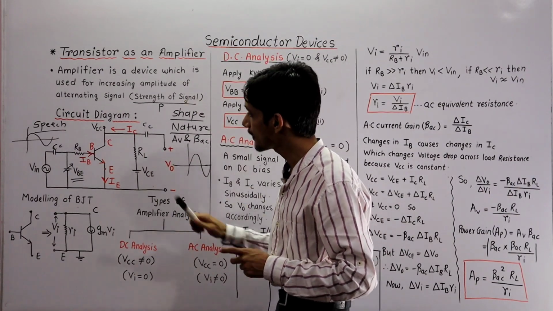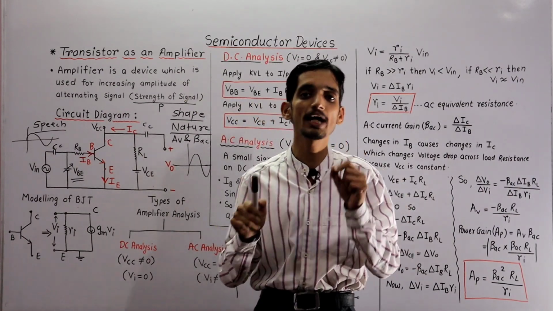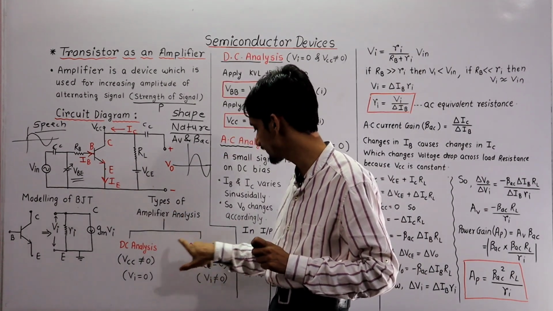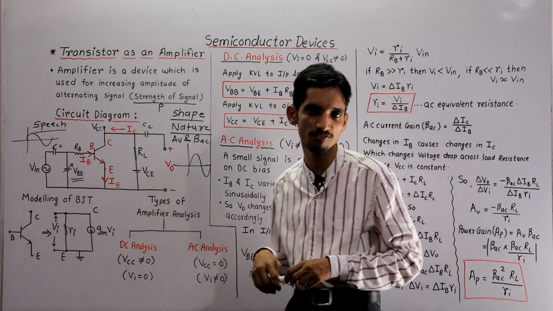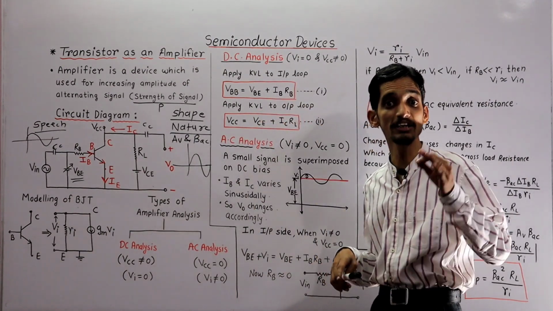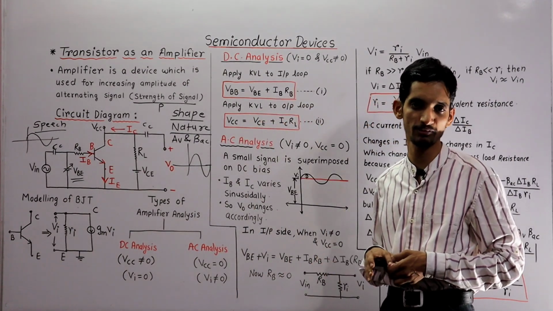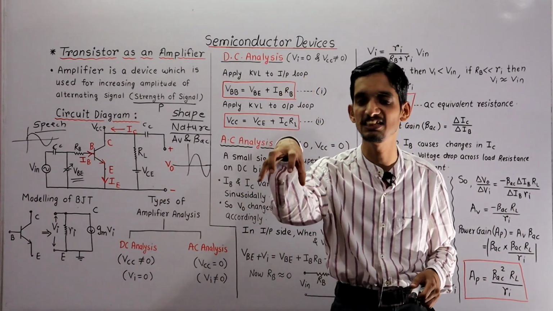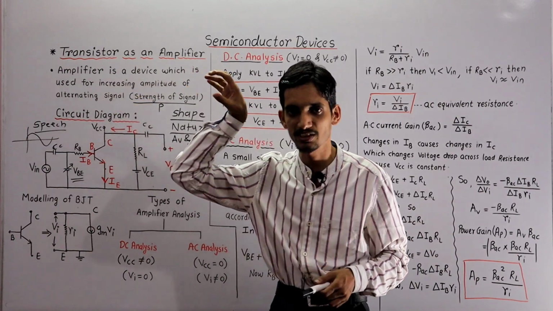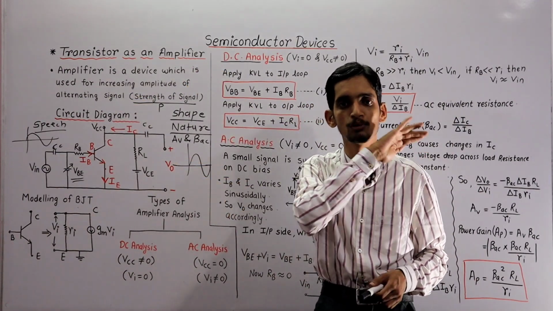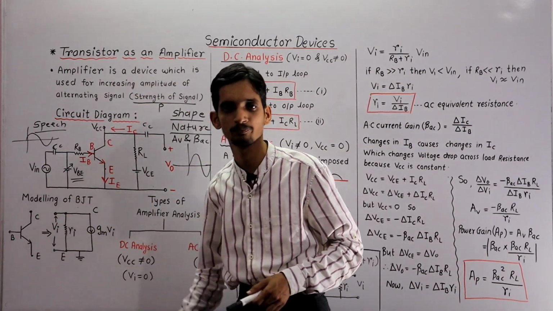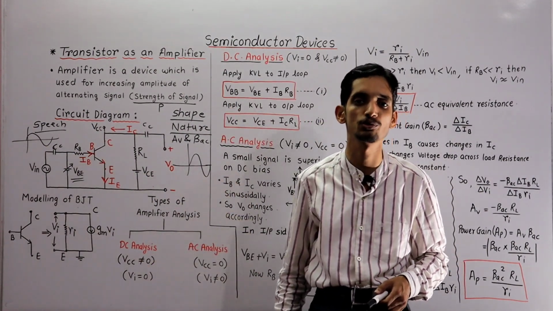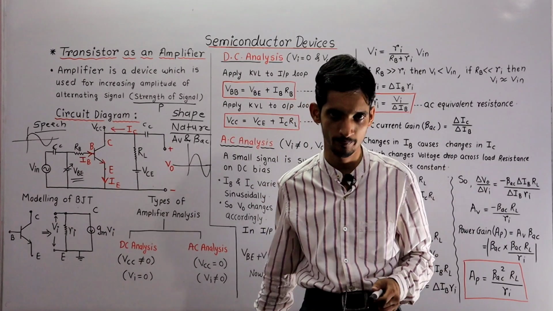Now when I am going to analyze this amplifier, there are basically two types of analysis for an amplifier. The first one is DC analysis, the second one is AC analysis. In DC analysis, I am applying only the supply to this amplifier. I am not applying the input which is to be amplified. So Vi is equal to 0 and VCC is not equal to 0. This is a DC analysis.